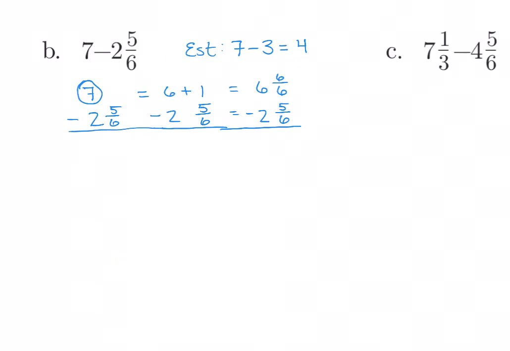I'm going to bring over my minus 2 and 5/6, and now I can subtract. I actually have a top number that is bigger than the bottom number. And so now if we subtract, we get 6 minus 2 is 4. And 6 minus 5 is 1. We keep the denominator. So we get 4 and 1/6.